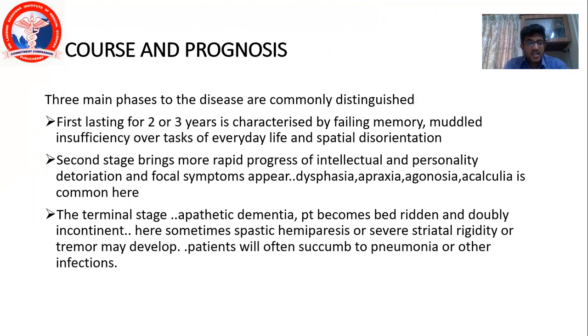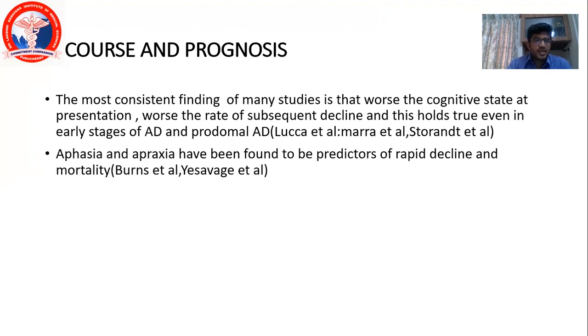Patient becomes bedridden and doubly incontinent. Here, sometimes spastic hemiparesis or severe striatal rigidity or tremors may develop. Patients will often succumb to pneumonia or other infections. That is the medical complications of dementia. The most consistent finding of many studies is that the worse the cognitive state at presentation, the worse the rate of subsequent decline, and this holds true even in early stages of Alzheimer's disease and prodromal Alzheimer's disease. Aphasia and apraxia have been found to be predictors of rapid decline and mortality.